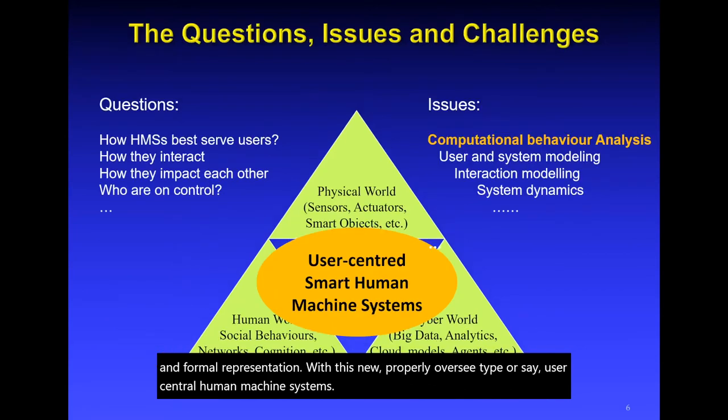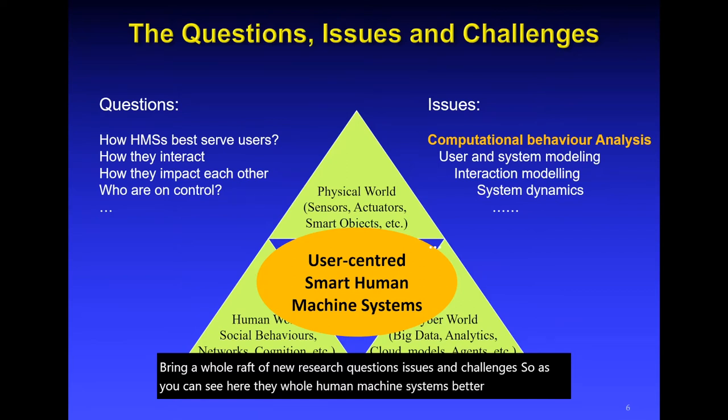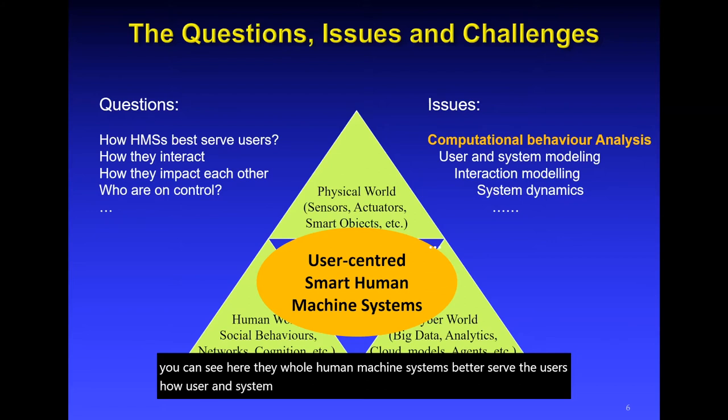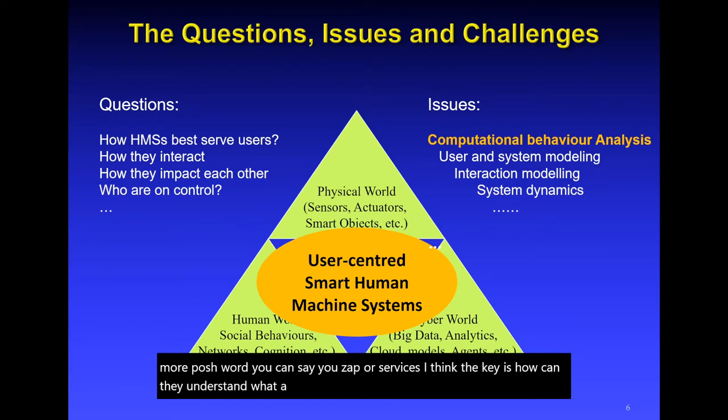And this will bring a whole raft of new research questions, issues, and challenges. So how can human machine systems better serve the users, how do users and the system impact each other, and who is in control? Clearly there are issues: you want a machine or service, or to use a more posh word, an app or service, to understand what a human is doing or thinking. That brings up research issues about computational behavior analysis, user and system modeling, interaction modeling and system dynamics.